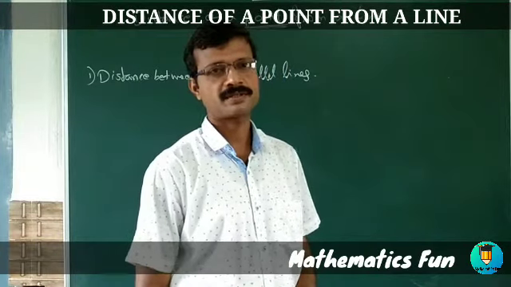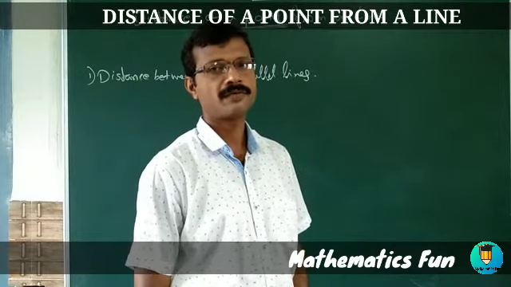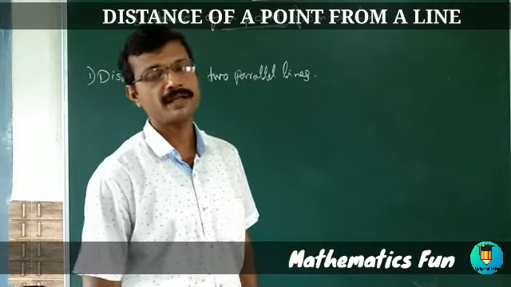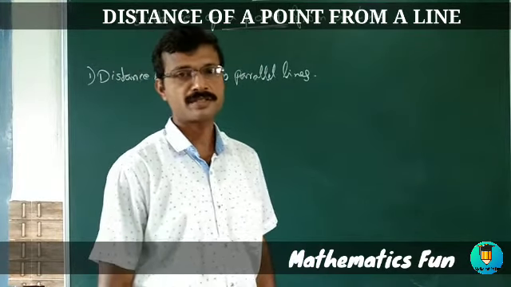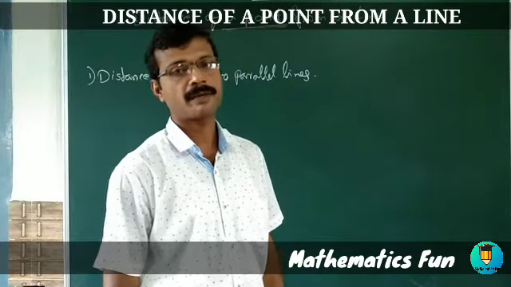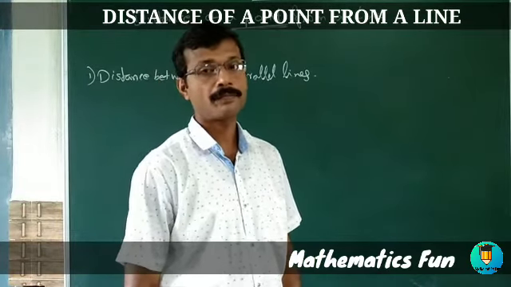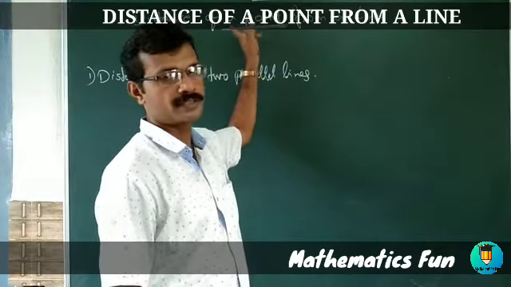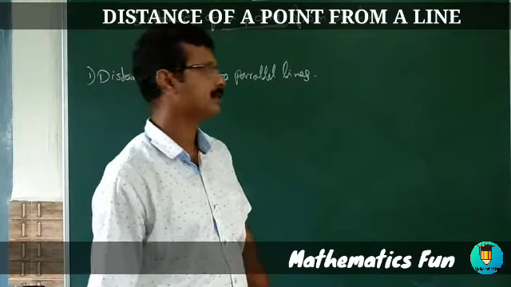We are in the chapter straight line. Today we are going to discuss the distance of a point from a line. Distance means perpendicular distance. If we are not mentioning anything, it is the perpendicular distance of a point from a line. That's the thing we are going to discuss: the distance of a point from a line.